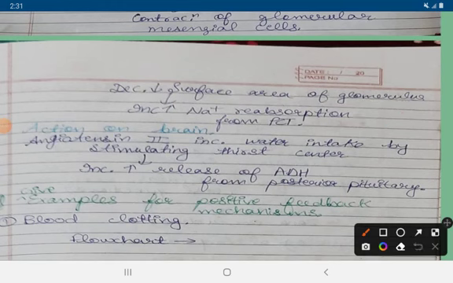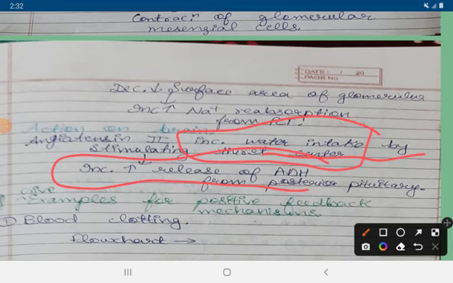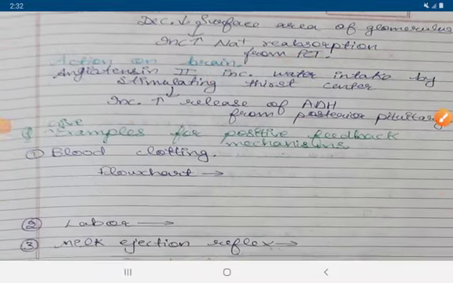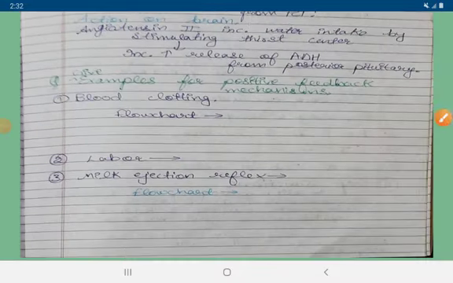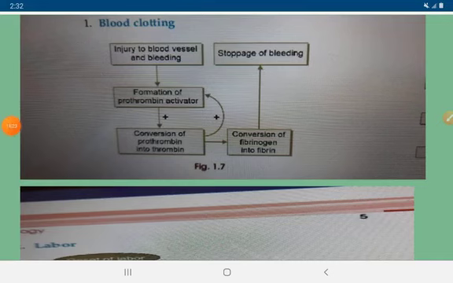Now action on the brain. Angiotensin 2 increases water intake by stimulating the thirst center and increases release of ADH from the posterior pituitary. Whenever there is increase in water intake, there will also be increase in the release of antidiuretic hormone from the posterior pituitary. Now we will learn about the examples of positive feedback mechanisms.